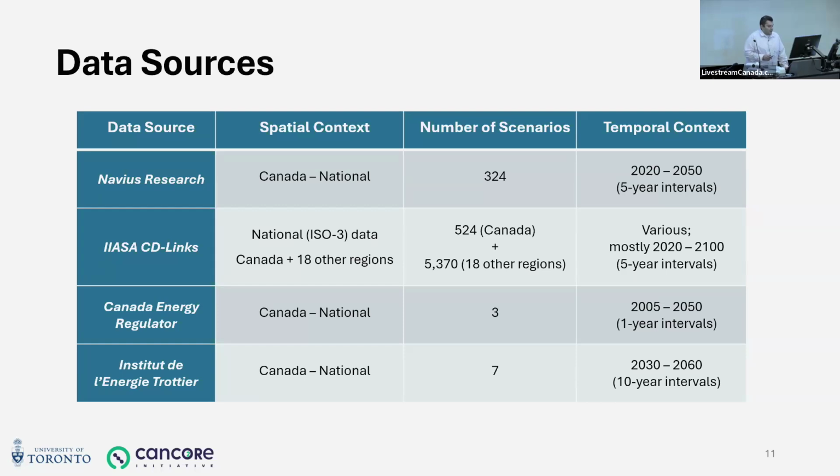Third is Canada Energy Regulator's Energy Future 2023 report, which includes 3 scenarios and tracks emissions annually by sector all the way through 2050. And finally, we have Trottier's Energy Outlook 2021 report, which focuses on net zero pathways through 2060, including scenarios around carbon pricing and biomass and BECCS availability.